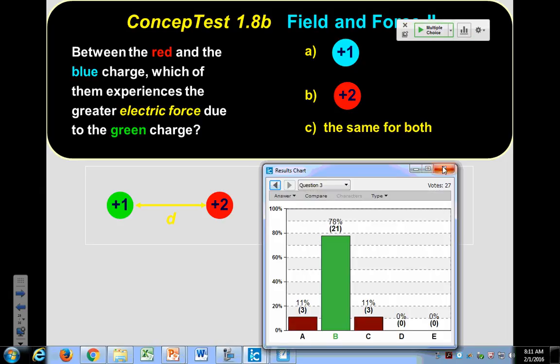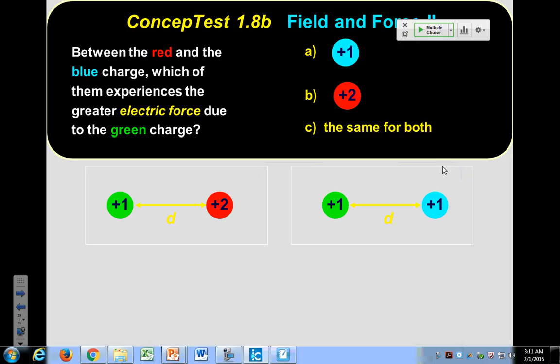Okay, good. B is right. The electric field is the same, but remember that F is equal to Q times E. So even though the electric field is the same, the one with the bigger charge will feel the greater force. And you should know that too from Coulomb's law, right? Coulomb's law says that the force is proportional to Q over R squared. So the one with the bigger charge is going to feel the greater force. Okay?